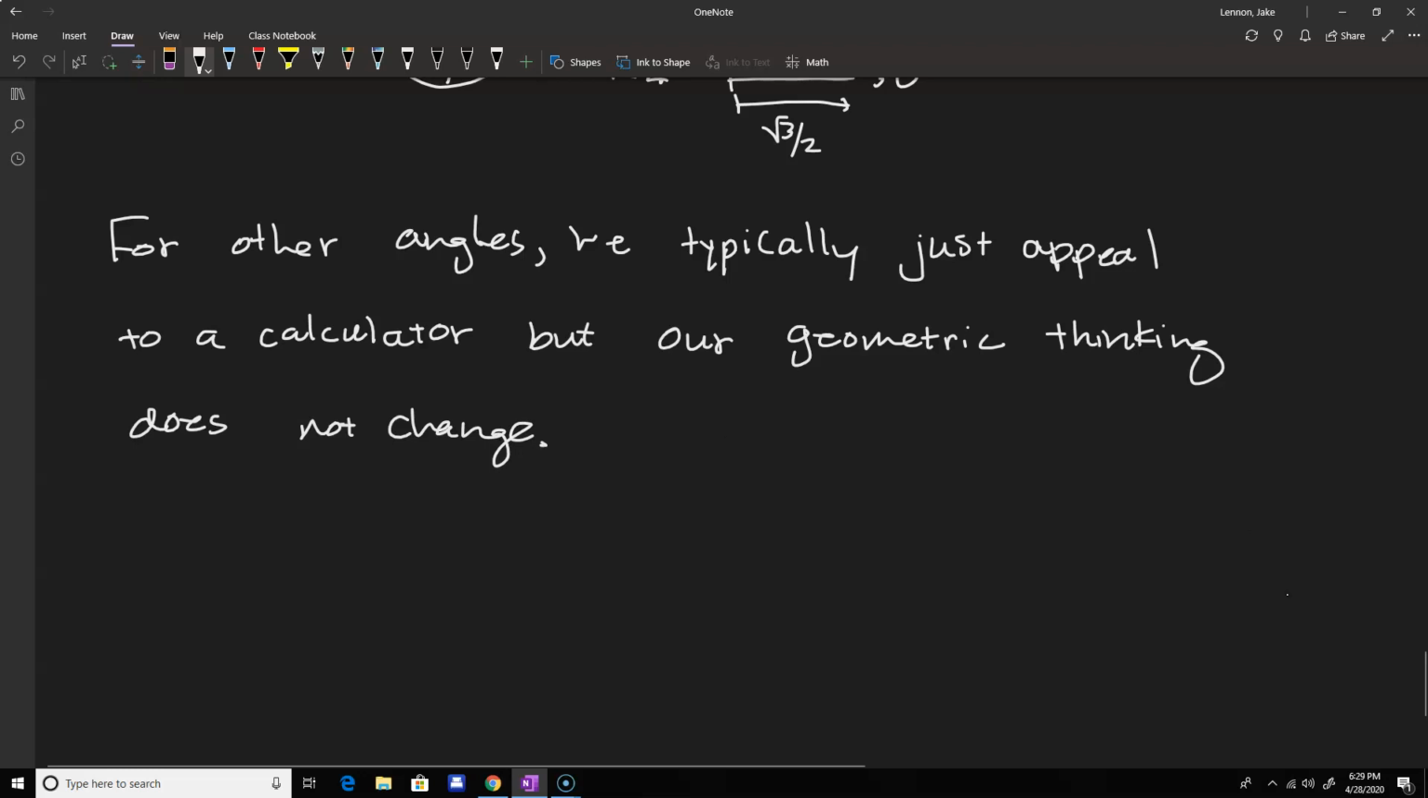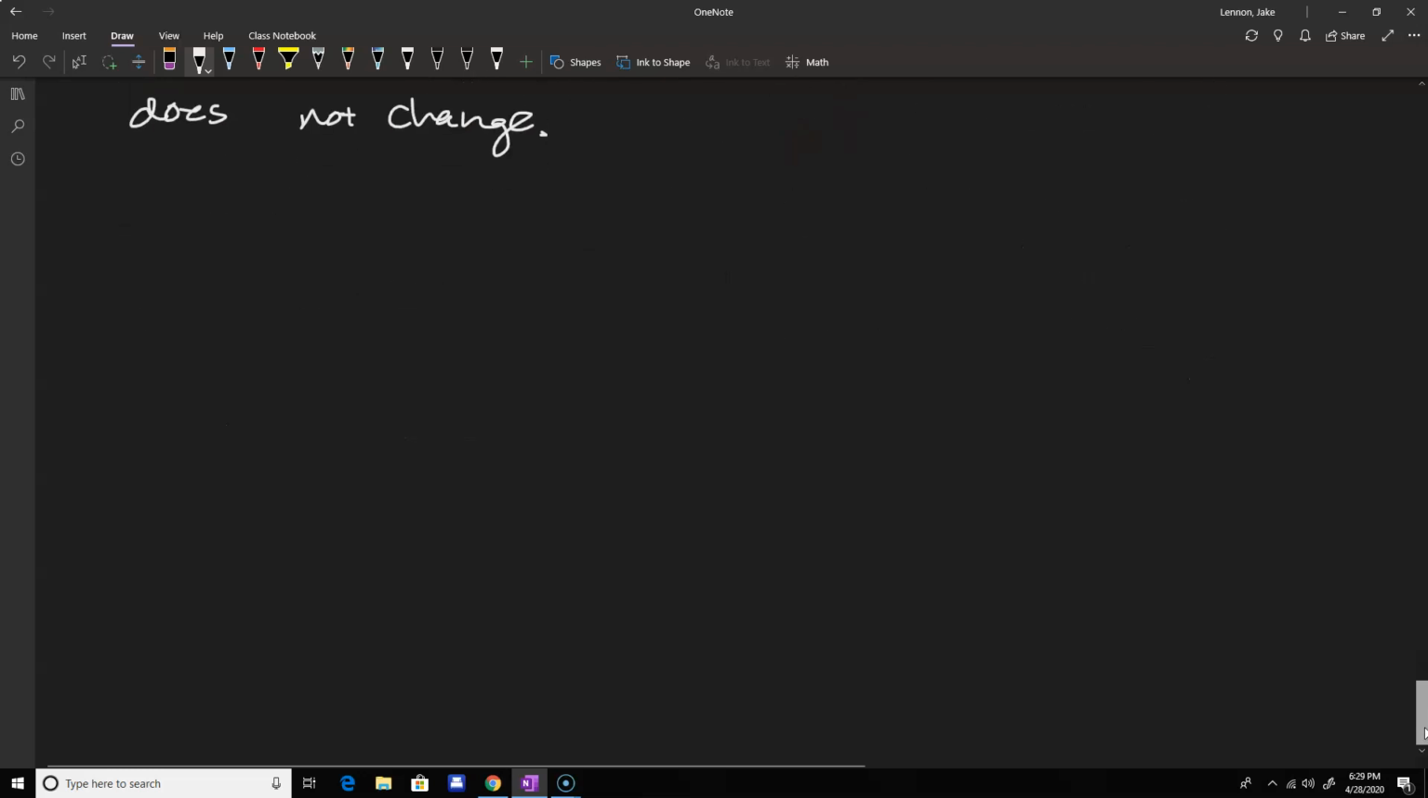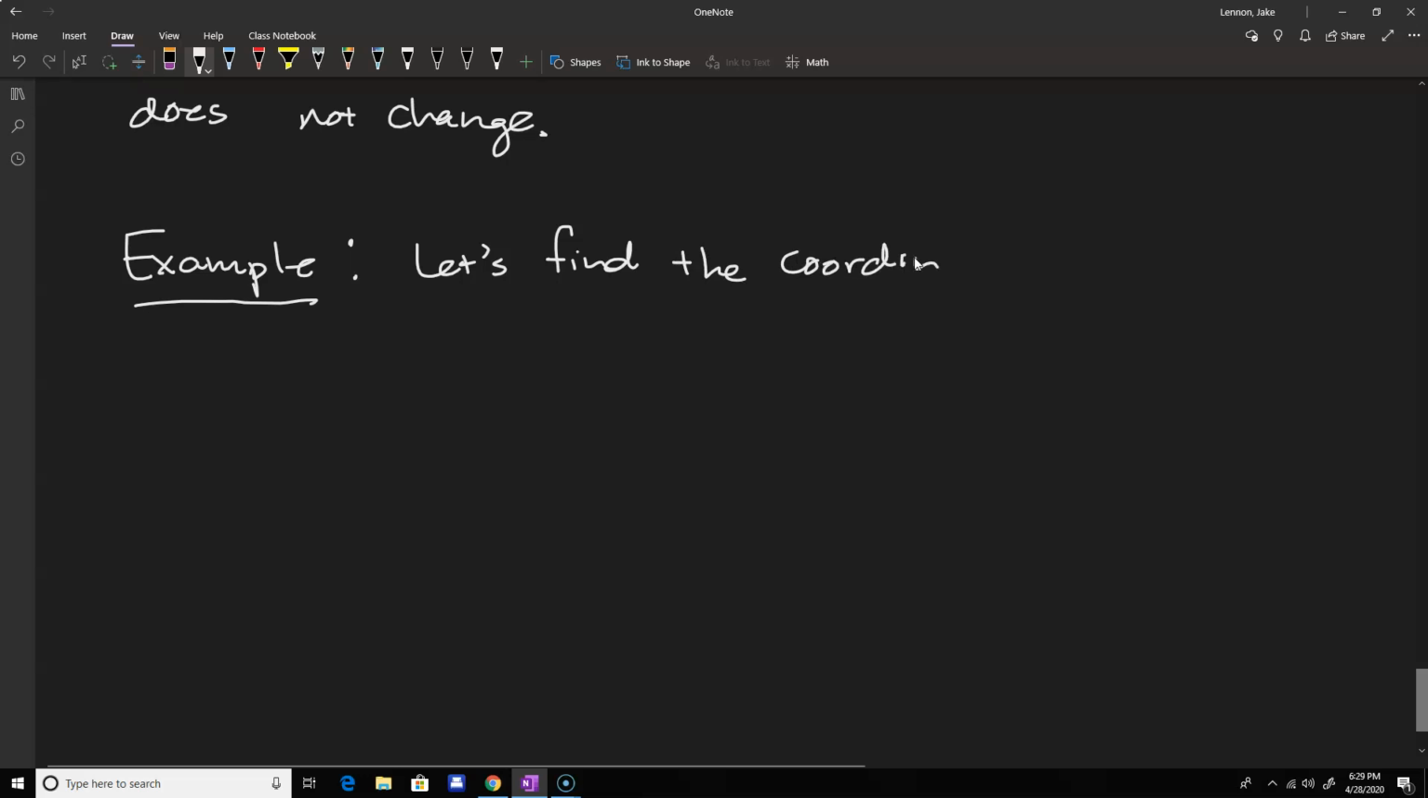So what does that mean? Well, let's say, for example, let's find the coordinates of the point, or the given point.